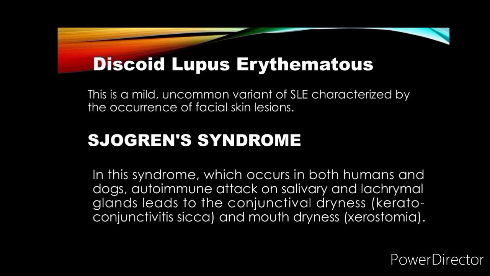Discoid lupus erythematosus. This is a mild, uncommon variant of SLE characterized by the occurrence of facial skin lesions. Sjogren's syndrome. In this syndrome, which occurs in both humans and dogs, autoimmune attack on salivary and lacrimal glands leads to conjunctival dryness and mouth dryness. Affected animals later develop gingivitis, dental caries, and excessive thirst.